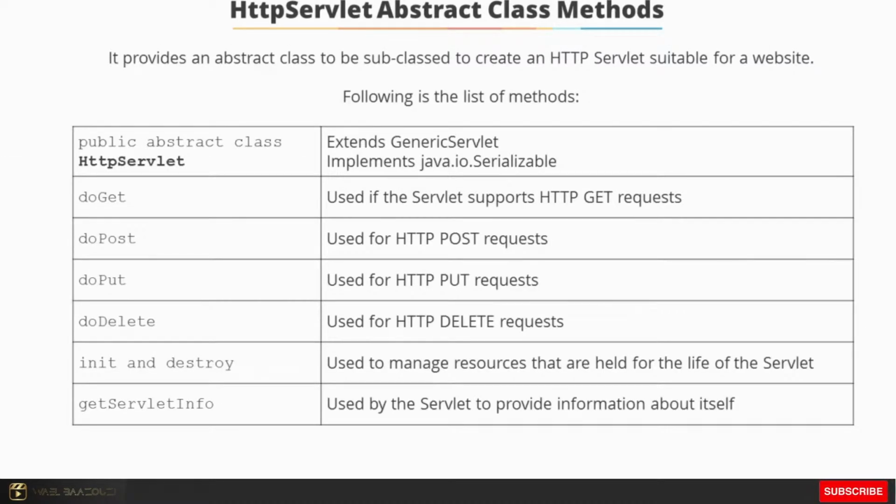The HttpServlet abstract class is an abstract class to be subclassed to create an HTTP servlet suitable for a website. Following is the list of methods. We have a doGet method used if the servlet supports GET requests, a doPost method which will execute when you provide a POST request to the servlet, similarly doPut and doDelete based on the HTTP verbs, initialization and destruction, and getServletInfo which provides information about the servlet itself.